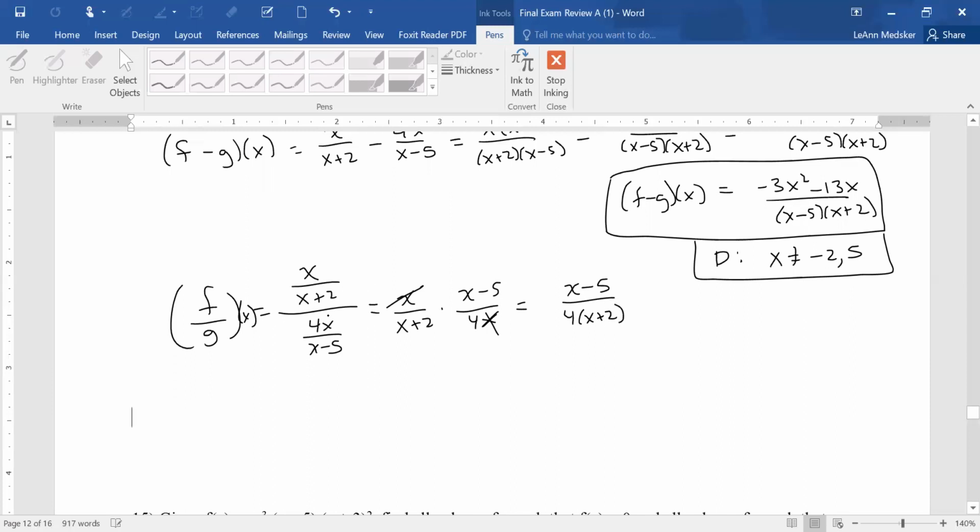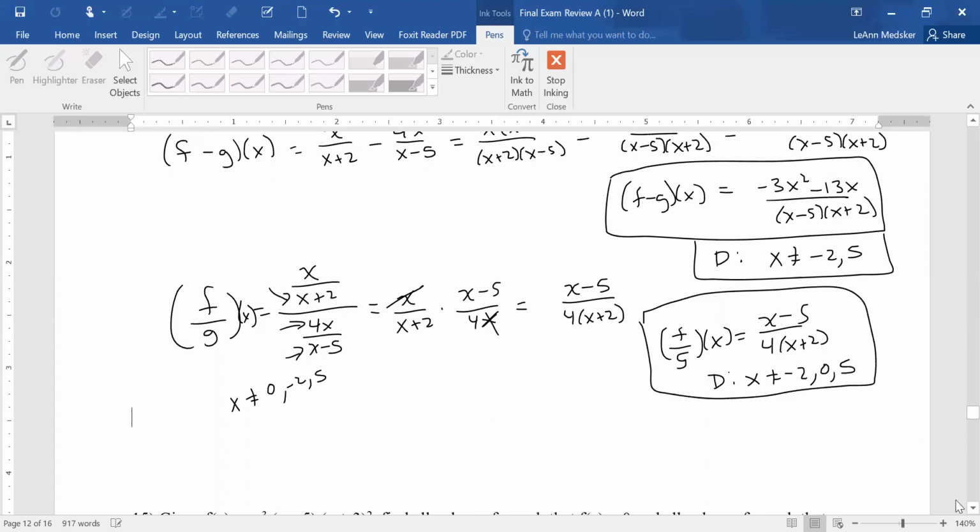Now if you hadn't written your stacked fractions, you might just think your domain is just not negative 2. But it's anything that caused an issue in the original stacking. So we have this is a denominator, and this is a denominator, and this is also in the denominator. So pretty much because that 4x was in the denominator of the big fraction, we have to make sure we also throw out 0 with the negative 2 and the 5. So f over g of x is x minus 5 over 4 times x plus 2, and its domain issues are negative 2, 0, and 5.